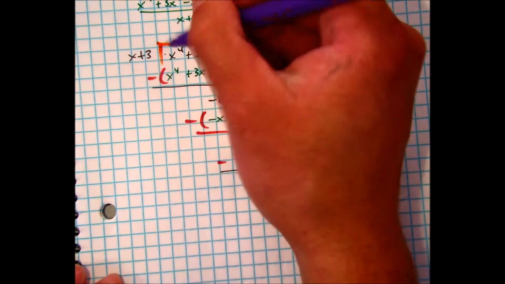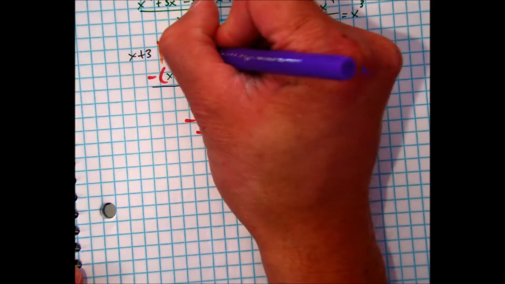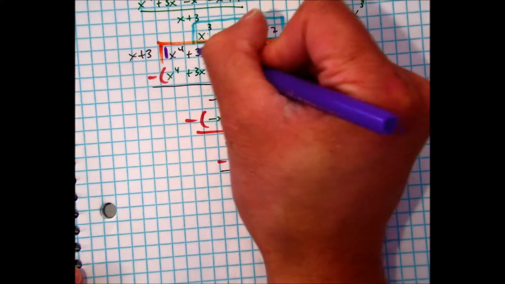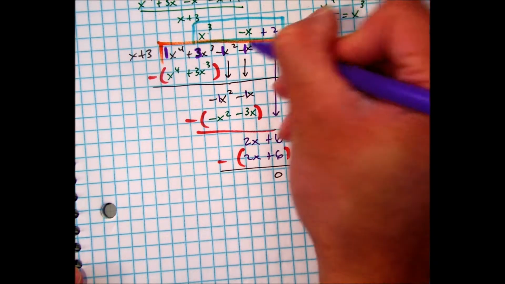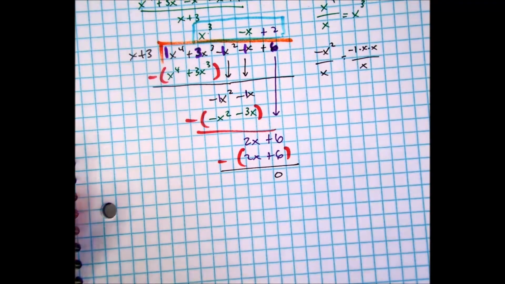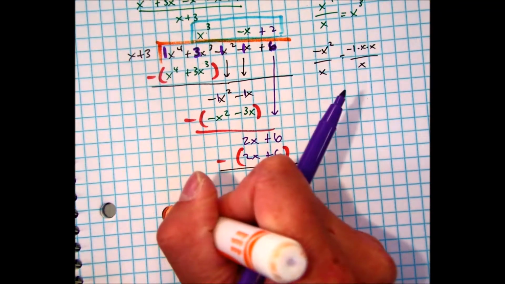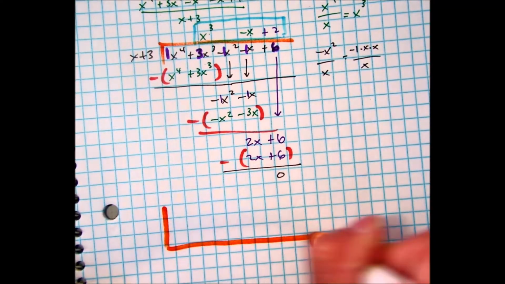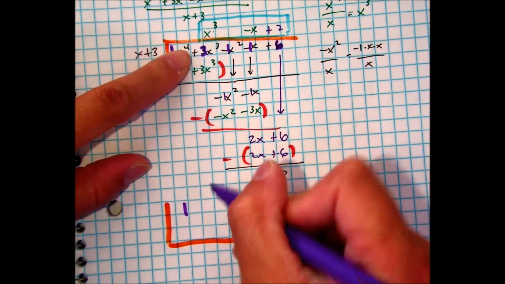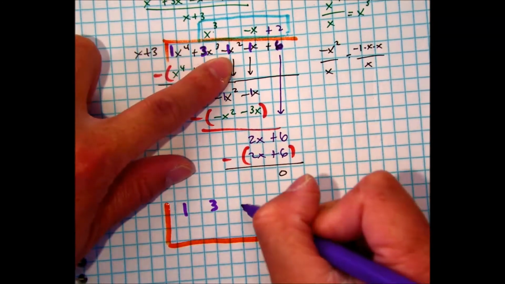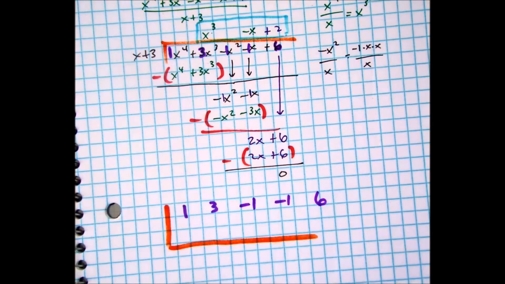So the first thing I'm going to do is find the coefficients. Everyone say coefficients. So I have 1, 3, -1, -1, 6. And I'm going to write those numbers again, and I'm going to use this semi-box. So I have 1, 3, -1, -1, and +6.